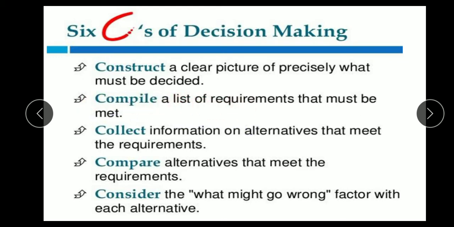Compile means we have to make a list of the requirements, our criteria of decision making. And then third C is collect, means we have to gather all the information on the alternatives that will meet the needs that we required. Then second last is compare the alternatives that meet the requirement. We have to compare the alternatives so that we can take a proper decision.